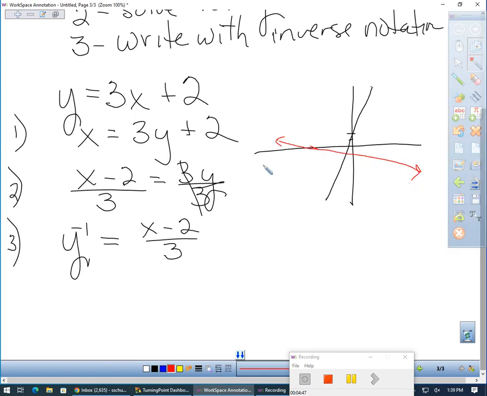All right. So, looking at the black line, is the black line a function? So this one is a function. I agree. How about the red line? That's my inverse. Is that a function? Yes, very good.